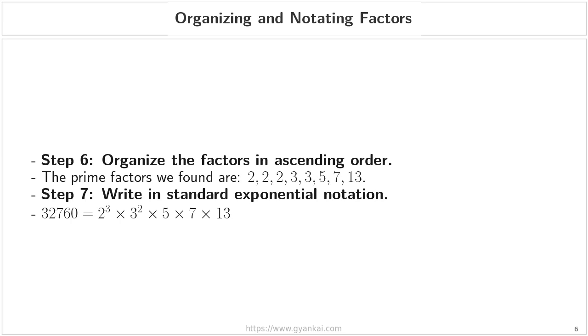Next, in step 7, we move to writing this in standard exponential notation, which is the professional way mathematicians present their results. Instead of writing out the same number multiple times, we use exponents to keep it concise. So, instead of writing 2, 2, and 2, we write 2 to the power of 3. Similarly, for our two 3s, we write 3 to the power of 2. This gives us our final polished expression. 32,760 equals 2 to the power of 3, multiplied by 3 to the power of 2, multiplied by 5, multiplied by 7, multiplied by 13.